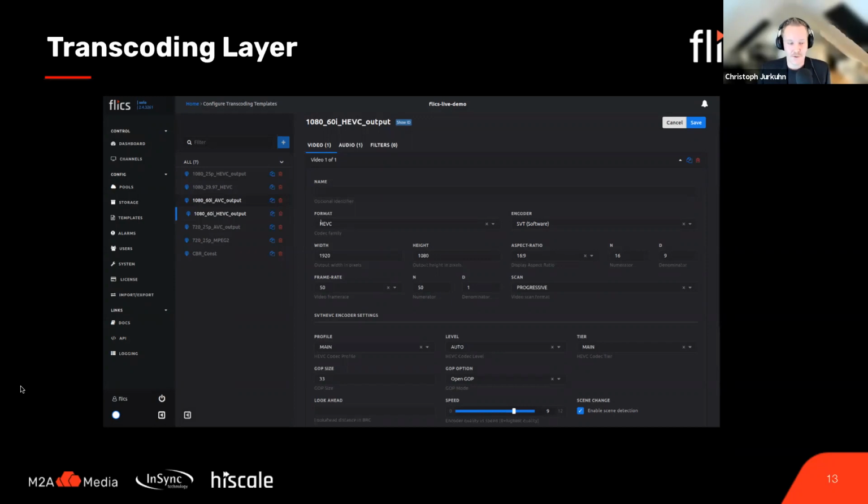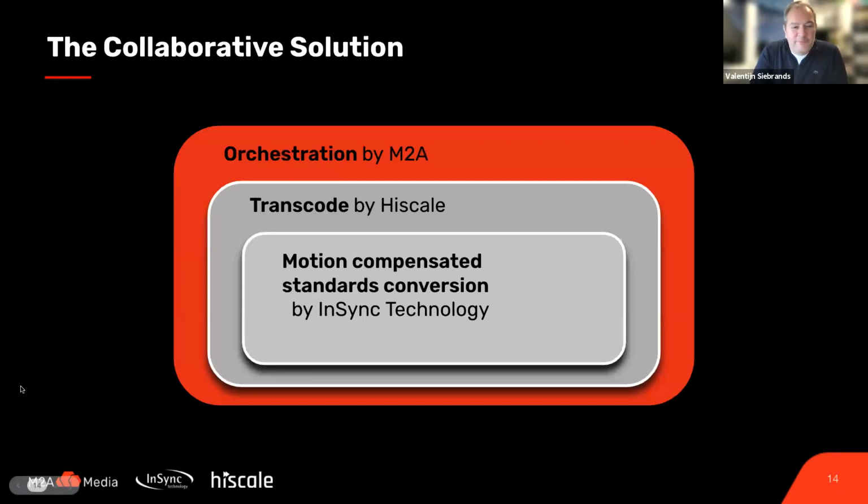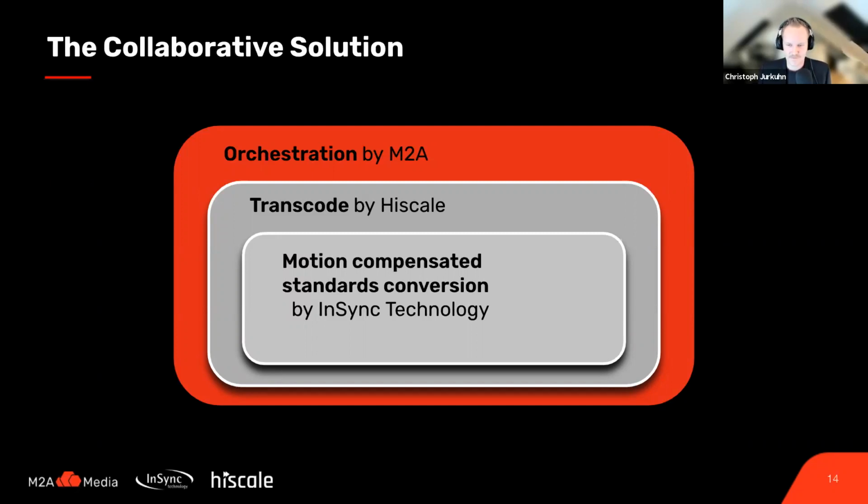And now that we're talking about collaboration in the cloud here, this is where we added the collaboration with M2A, with adding their SaaS and event engineering expertise with our combined product, which has then become the M2A CONNECT cloud frame rate conversion solution. And with that, I will hand over to Valentijn.